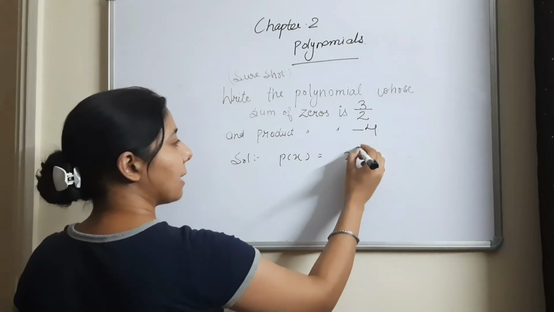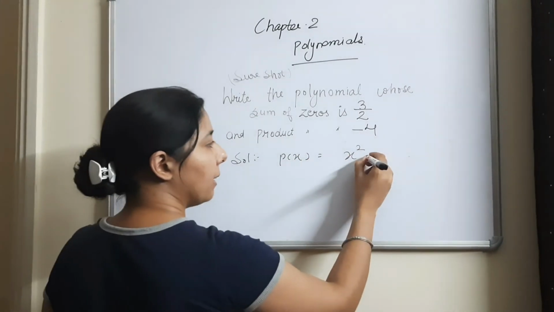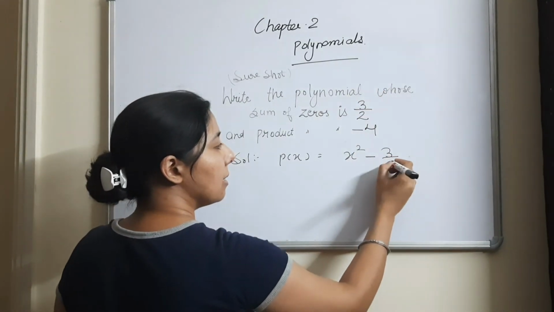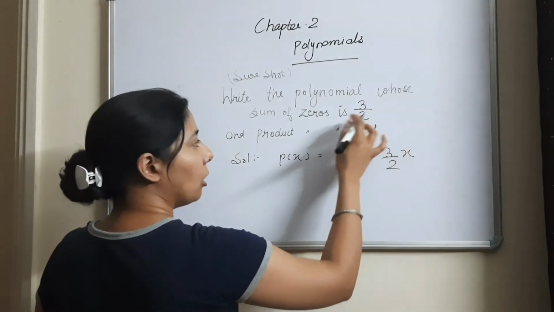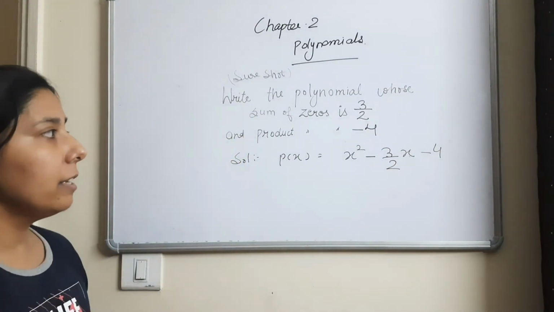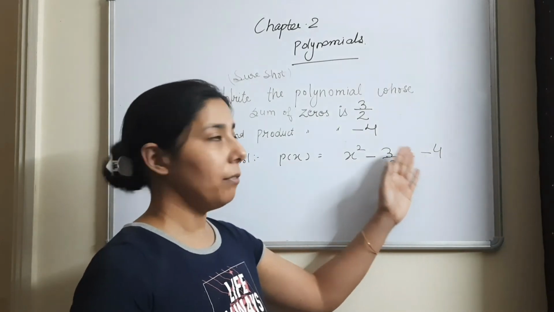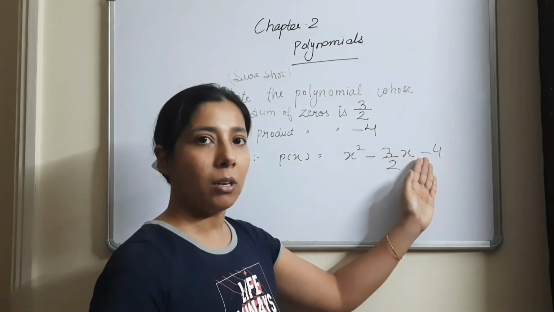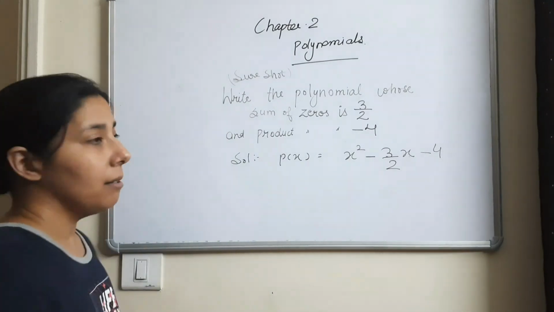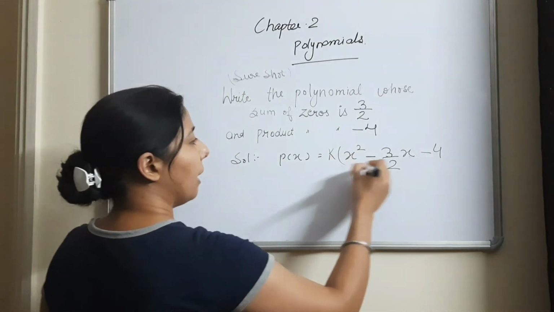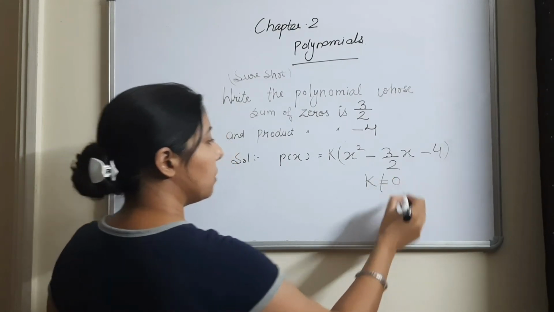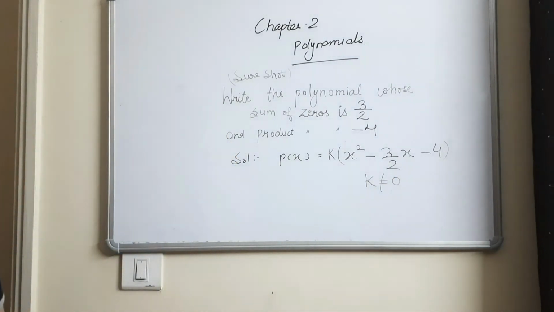We will write first x square here, then put a minus sign here, then whatever sum is given, we will write this, then put an x, then whatever product is given, we will write here. If it is minus 4, we will write minus 4. If it is plus 4, we will write plus 4. So whatever product is given, we are just writing it here. And then multiply the whole by k, and write k is not equal to 0. Note it down in your notebooks.